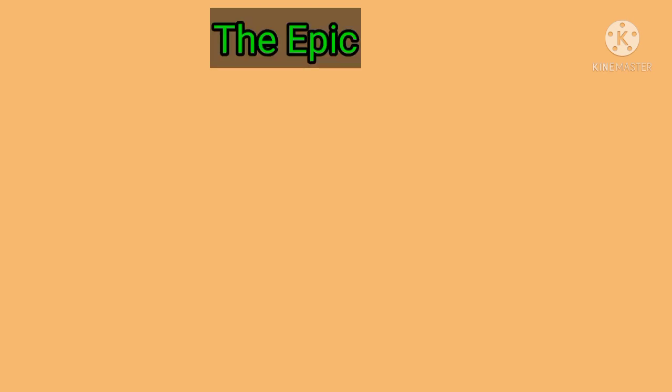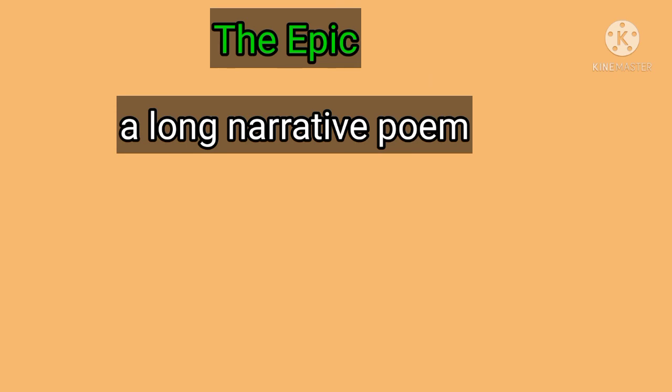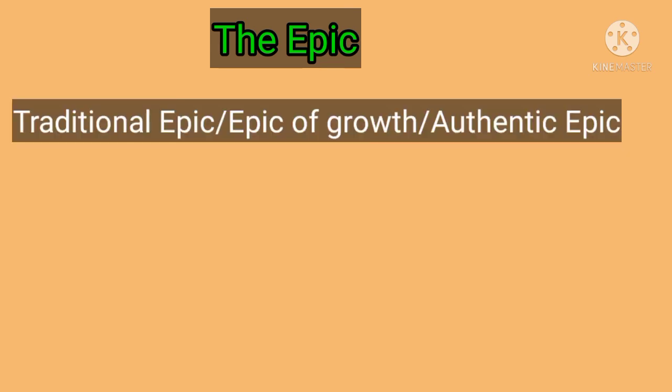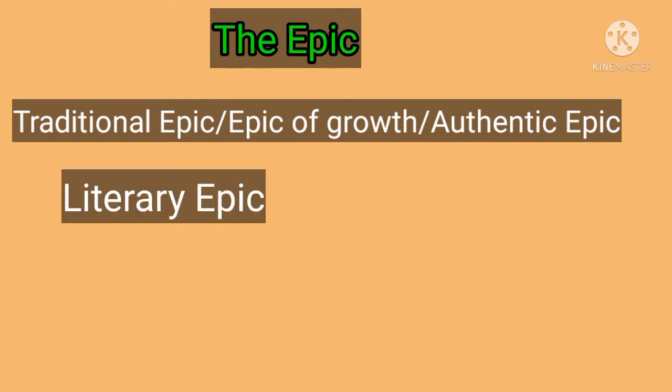The Epic. The epic is a long narrative poem involving a lot of supernatural elements in it. It is written in grand style and its subject matter is sublime. There is no scope for trivialities in epic poetry. The epic is also known as the heroic poem because it deals with the heroic deeds of the characters. The epic poetry can be classified into two parts, namely traditional epic and literary epic.